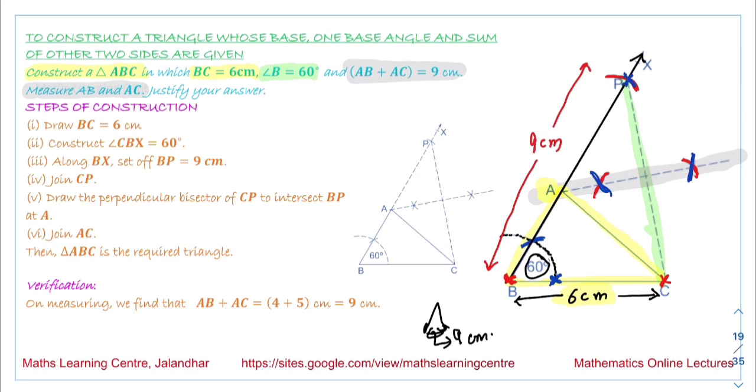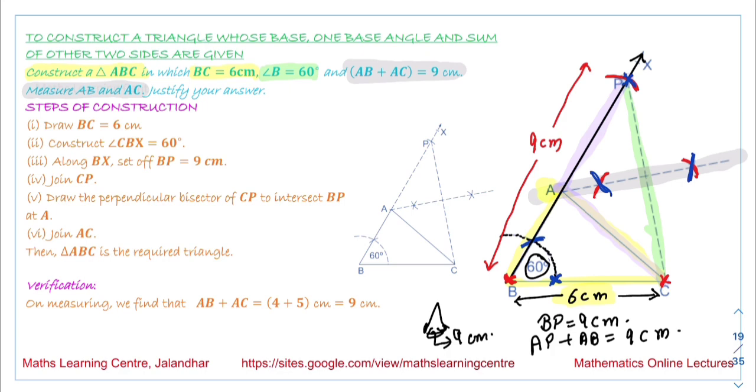9 centimeters. So we know that the points on the perpendicular bisector are equidistant from the endpoints of the line. So what we mean to say is that this length AP and this length AC, both these lengths are equal. We have the length BP equal to 9 centimeter. We have AP plus AB, that is equal to 9 centimeter.